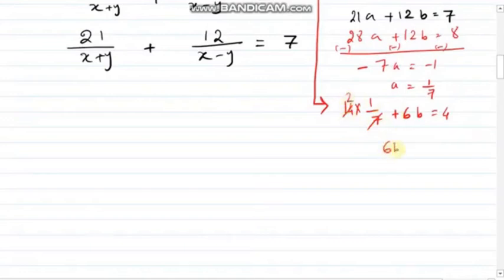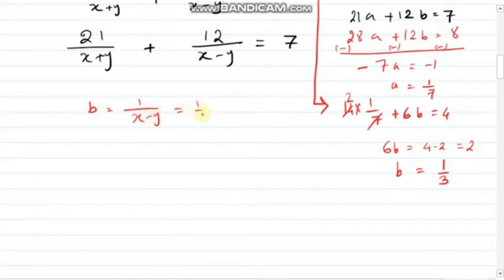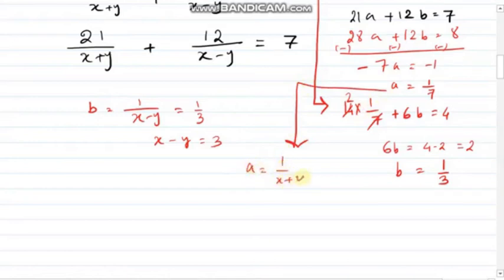So 6b equals 4 minus 2, which is equal to 2. So b will be equal to 1 divided by 3. What was b? b was equal to 1 divided by x minus y. It's equal to 1 divided by 3. So x minus y equals 3. Similarly, a was 1 divided by x plus y, which is equal to 1 divided by 7. So x plus y is equal to 7.